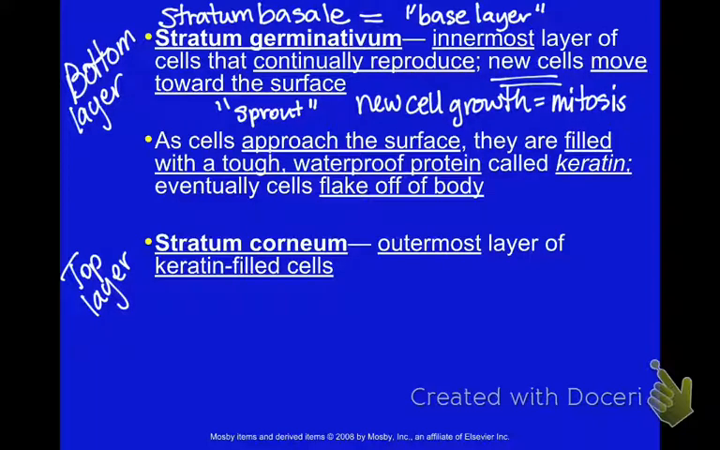That's the sprouting layer. It's the growth layer where new cells are constantly growing and they're always moving up towards the surface. They're getting pushed up. As cells at the very bottom layer against the basement membrane go through mitosis, the older cells get pushed up, up, up. As the cells approach the surface, they get filled with this tough waterproof protein called keratin. And at this point, the cells are dead. And because they're dead, they continuously flake off the body.